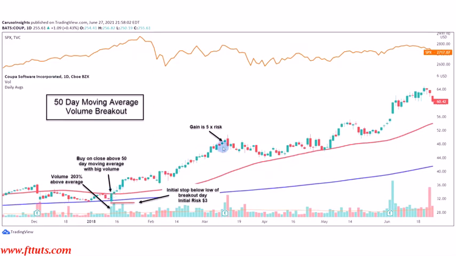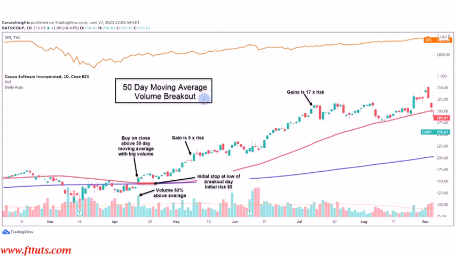This is Coupa Software in 2018. And you had a 203% above average move. So whatever the average volume was, it was 200% higher than that. The initial stop will be the low of the breakout day once again. But even though this was a large range day, the move is so strong that you very quickly got 5 times your risk. And soon after that, you had a small consolidation and we went much higher.